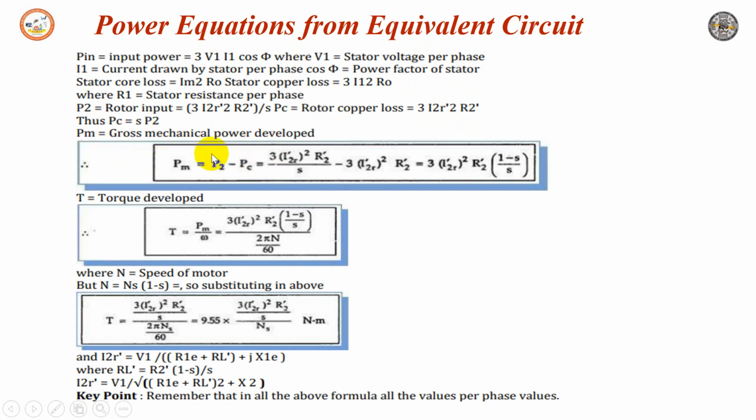Referring to the power flow, you can derive these equations as I have explained here. PM is equal to P2 minus PC. When you subtract P2 minus PC, you get 3 I2R dash square into R2 dash into 1 minus S by S. The mechanical torque developed is PM by omega. Substituting PM and omega as 2 pi N by 60, and solving further, we get torque as 9.55 into this divided by S into NS. Key point: all are per phase values. Remember, we are deriving these power equations for per phase values.